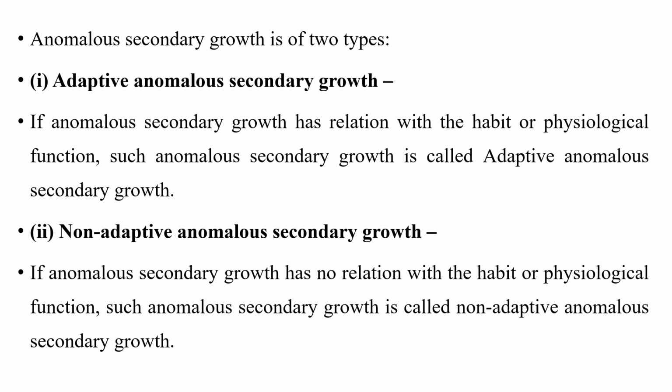One is adaptive anomalous secondary growth. The second one is non-adaptive anomalous secondary growth. If anomalous secondary growth has relation with habit or physiological function, such anomalous secondary growth is called adaptive anomalous secondary growth, where plants show some adaptations or deviation to adapt to a new habit or habitat. Non-adaptive anomalous secondary growth means if anomalous secondary growth has no relation with the habit or physiological function.